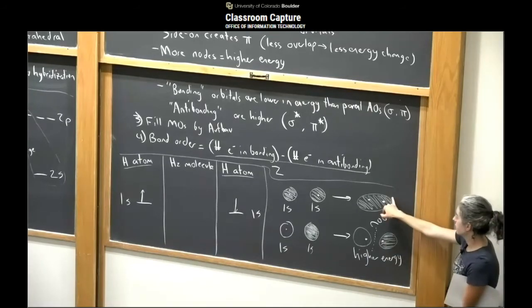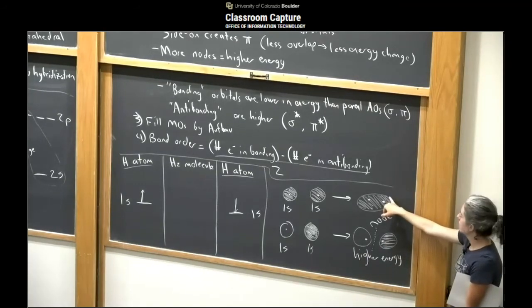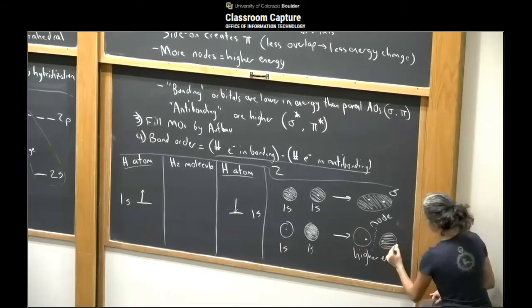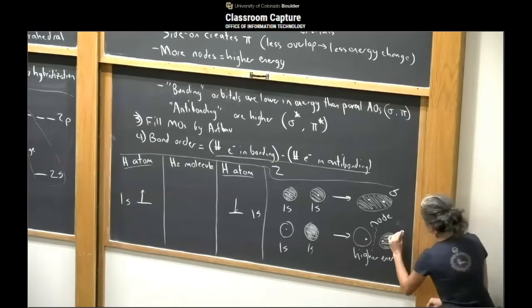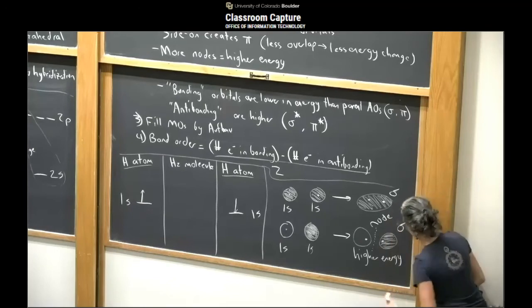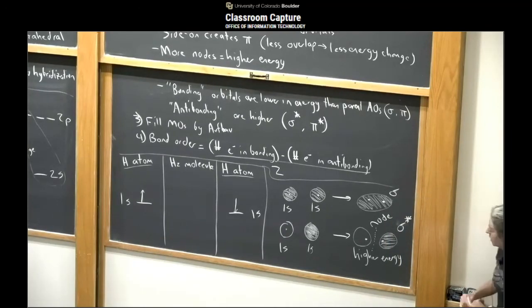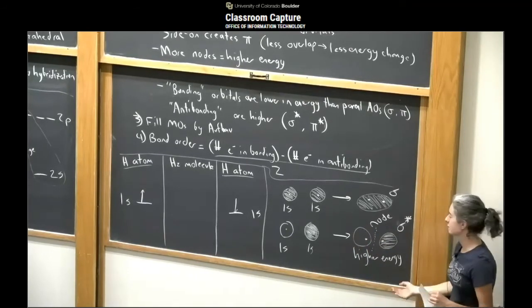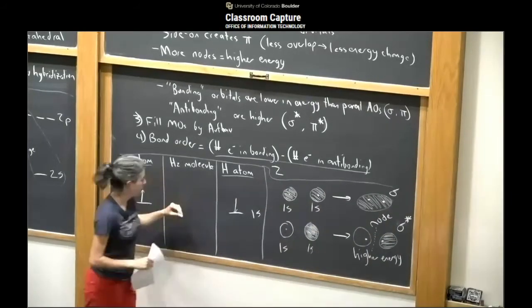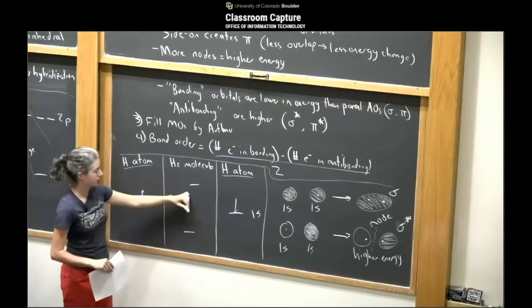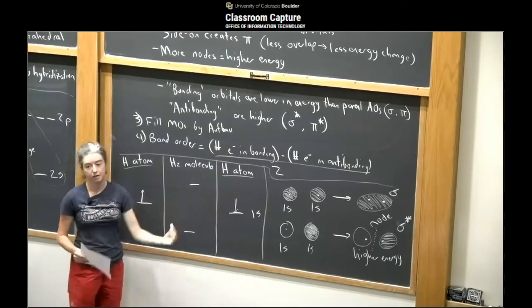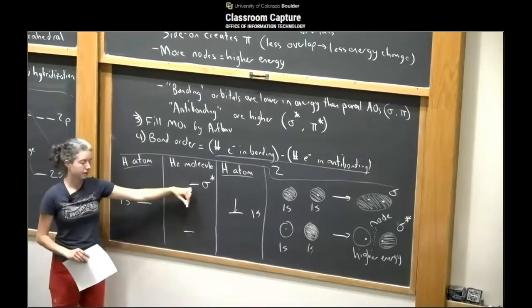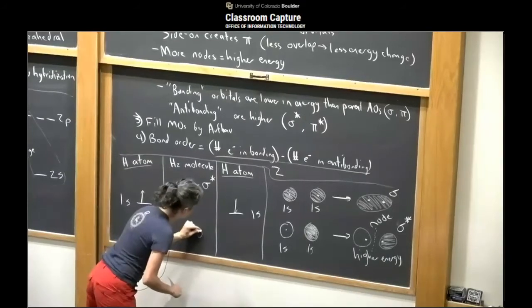I know that this one is lower in energy because it's got fewer nodes. So this one I'm going to call sigma. And this whole orbital with its two lobes, I'm going to call sigma star. When I start drawing in the offspring MOs from their parent atomic orbitals, one of them is going to be higher in energy and one's going to be lower in energy. I know sigma star is going to be higher because it's got that extra node, and sigma is going to be lower.